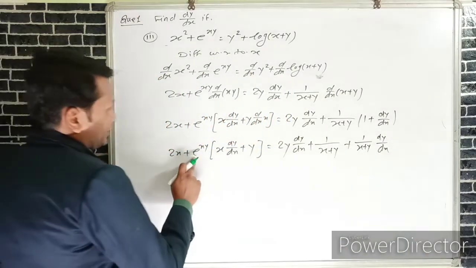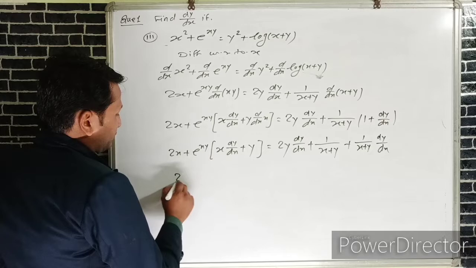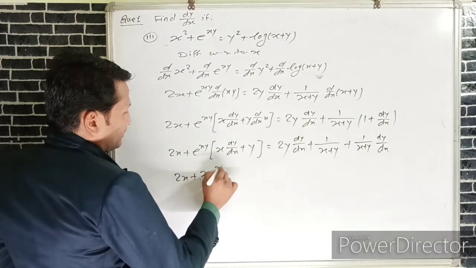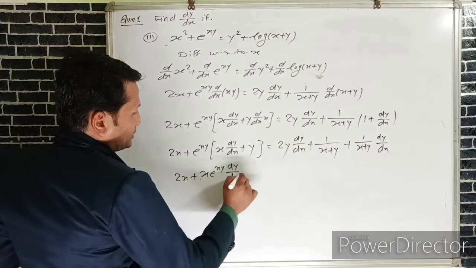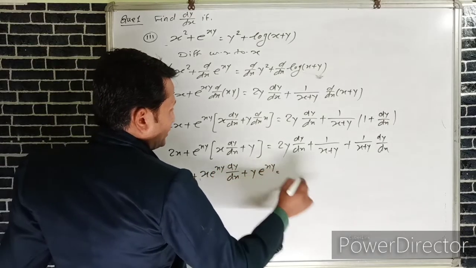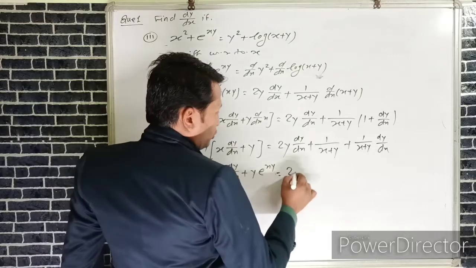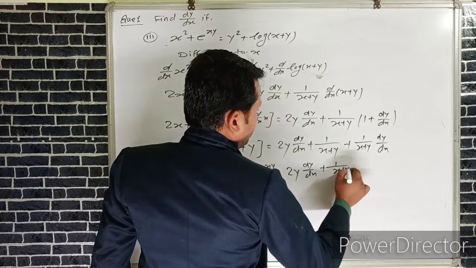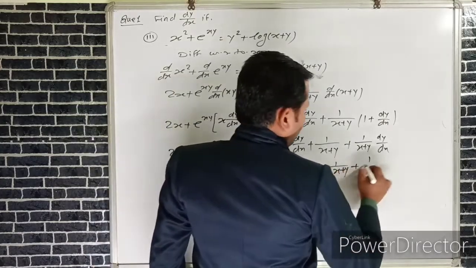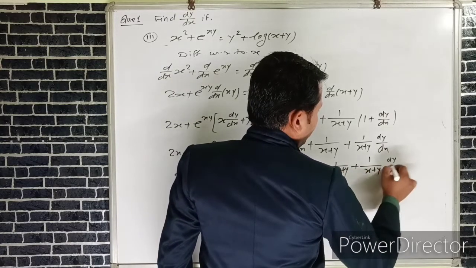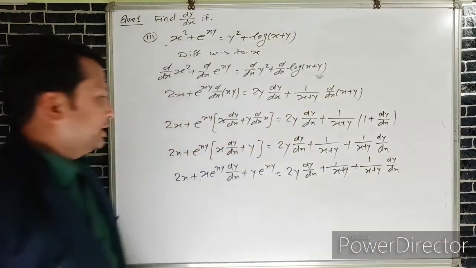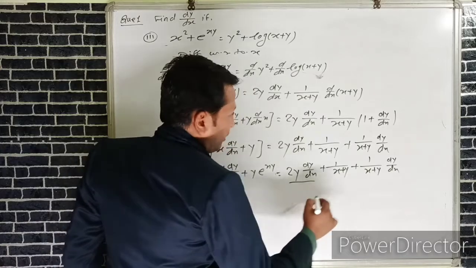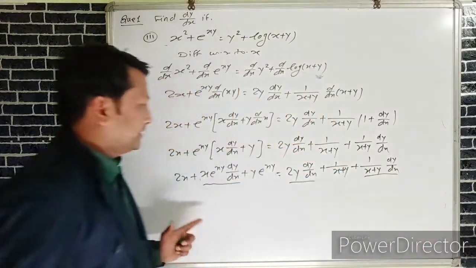Now if we multiply this term e to the power xy in the bracket, then we can write 2x plus x into e to the power xy into dy upon dx plus y into e to the power xy is equal to 2y into dy by dx plus 1 upon x plus y plus 1 upon x plus y into dy by dx. After that we take all the terms of dy by dx on the left side and the remaining terms on the right side.